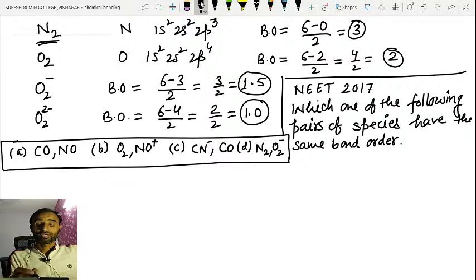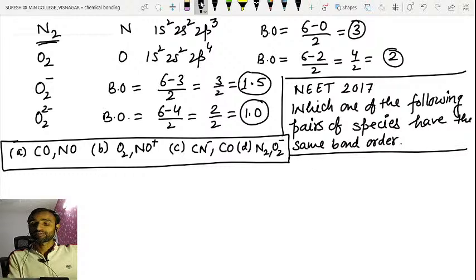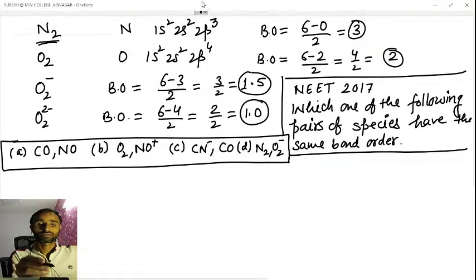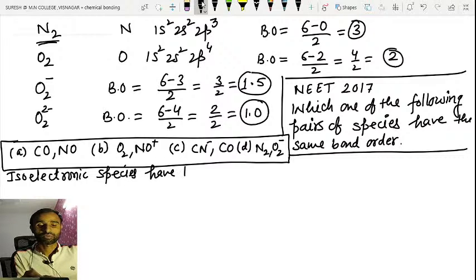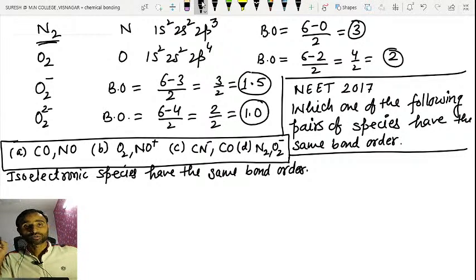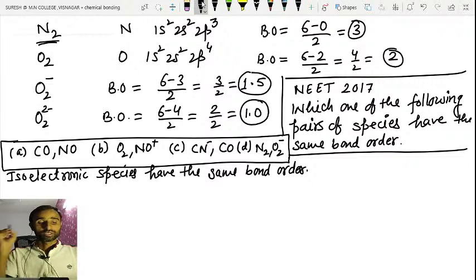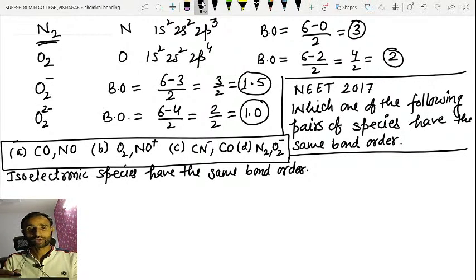First method is, keep in mind, I will write the statement. Iso, okay, I will start from this side. Isoelectronic species have the same bond order. Okay, so first try to find the isoelectronic species if they are there.